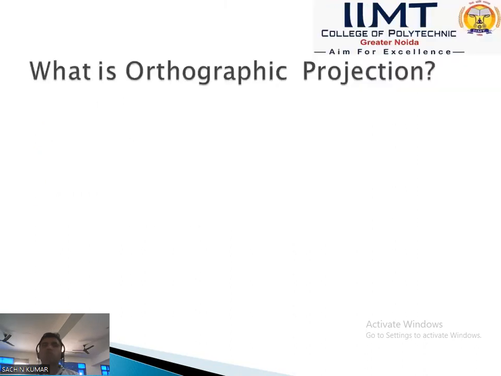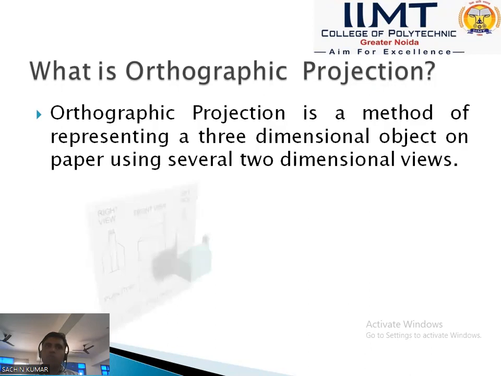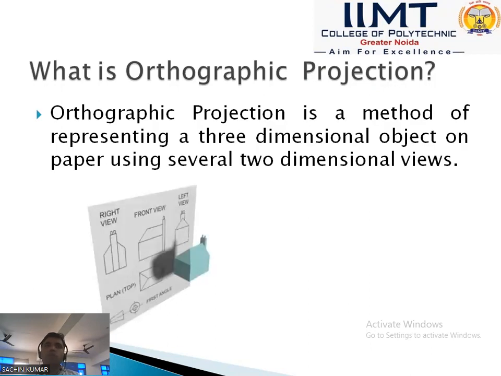What is orthographic projection in engineering drawing? Ortho means the angle is 90 degrees, and graphic means design. Orthographic projection is a method of representing a three-dimensional object on paper using several two-dimensional views. If we draw the projection of a 3D object on a drawing sheet, how do we draw it? This method is used to draw a 3D object on a 2D sheet using two-dimensional views.